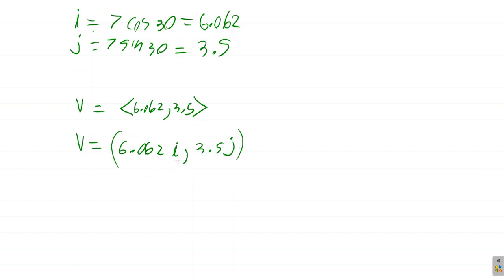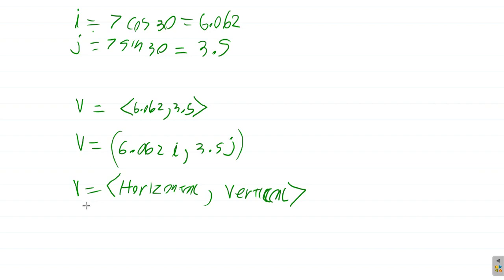Now here, what I mean is that this 6.062 is the horizontal component, horizontal, just want to make sure I spell it right, and the 3.5 is the vertical component. That is simply what it means. You have the horizontal component and the vertical component of the vector.